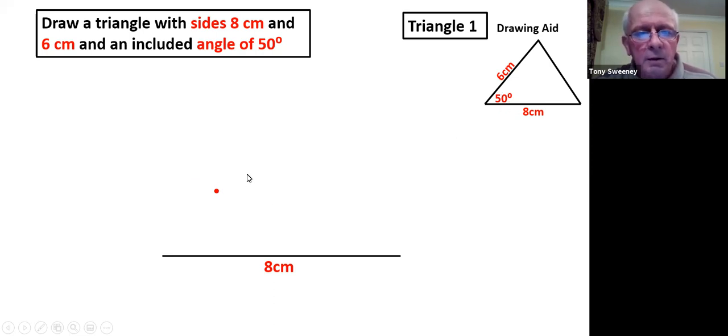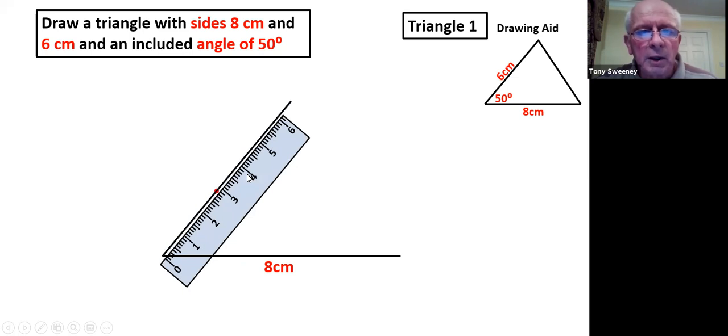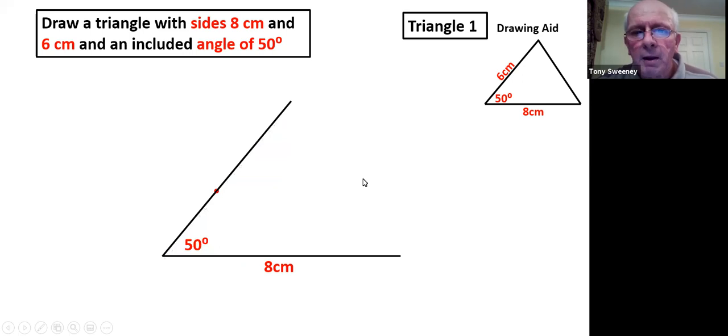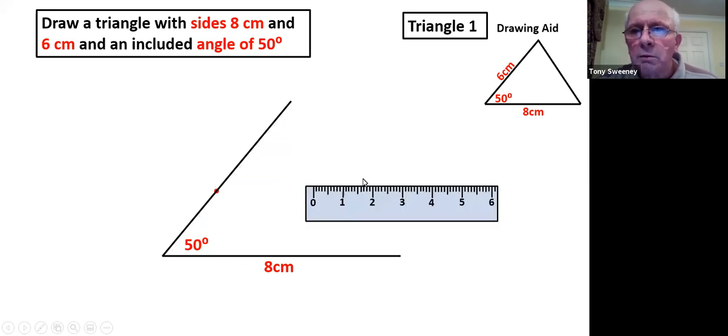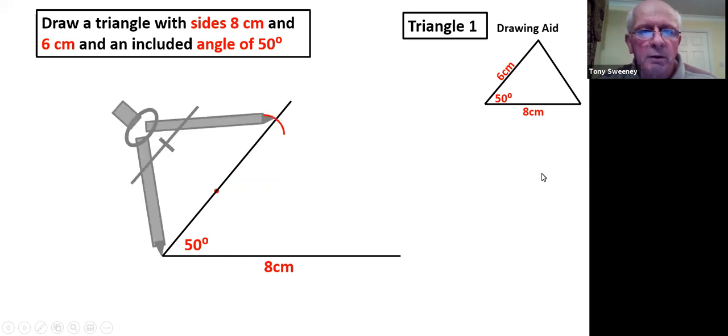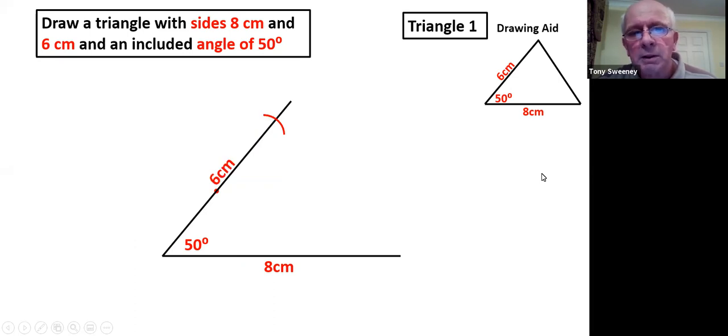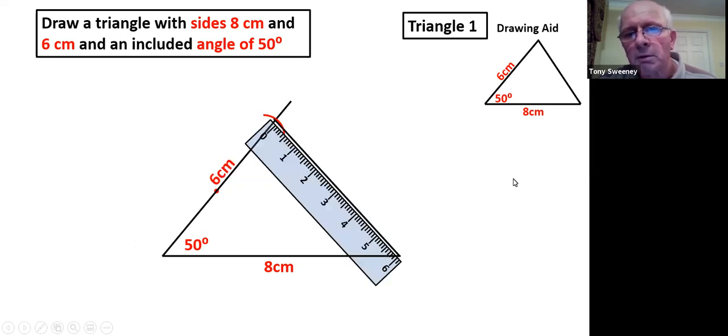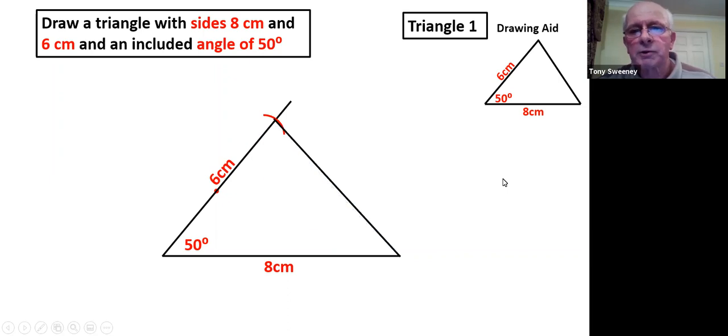We get our protractor and we draw an angle, this angle here of 50 degrees, right? And we just draw a line as long as we want, really. Now we get the ruler and we measure 6 centimeters for this line here. And we cut the line, okay, 6 centimeters, and then we just join up. And that's it. That's our first triangle.